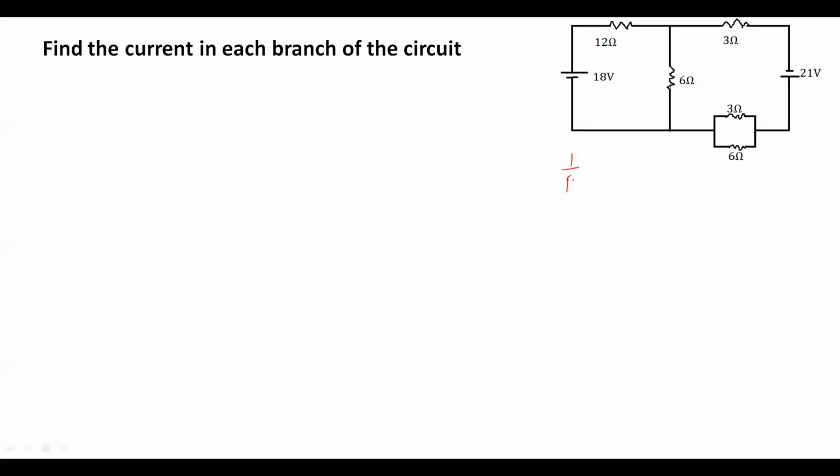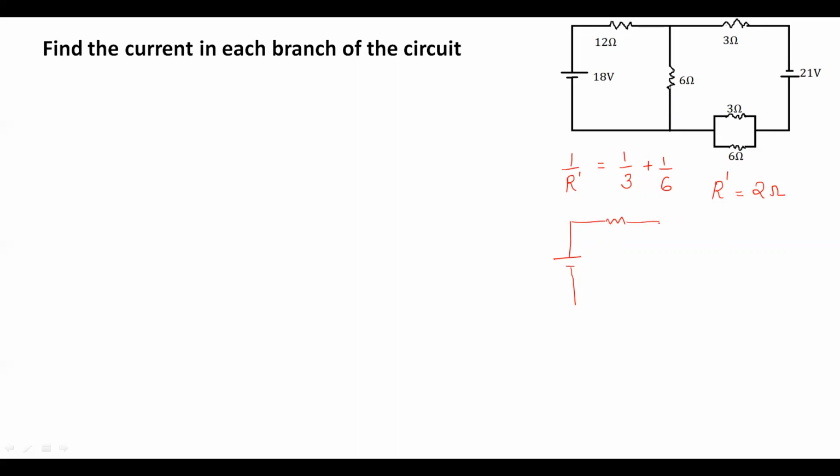Let's do that first. 1 by R prime, I'm calling it R prime, is equal to 1 by 3 plus 1 by 6. On solving, you would get the equivalent resistance R prime as 2 ohms. Right. So now let's redraw this circuit diagram to find the equivalent circuit diagram. All right. So here we go.